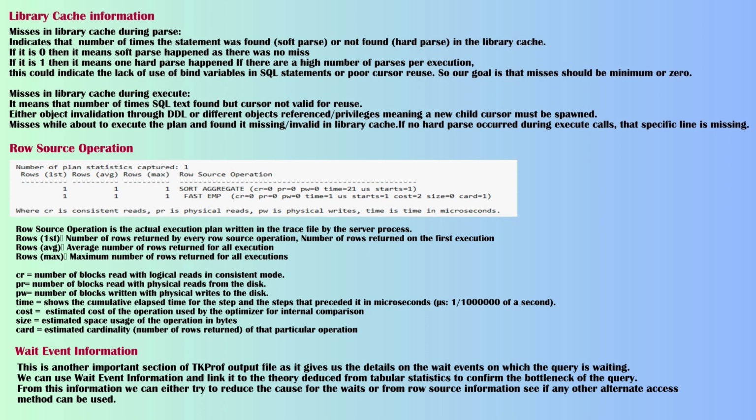Time shows the cumulative elapsed time for the step and the steps that preceded it, in microseconds, that is 1/1000000 of a second. Cost equals the estimated cost of the operation used by the optimizer for internal comparison. Size equals the estimated space usage of the operation in bytes. Card equals the estimated cardinality, the number of rows returned, of that particular operation.